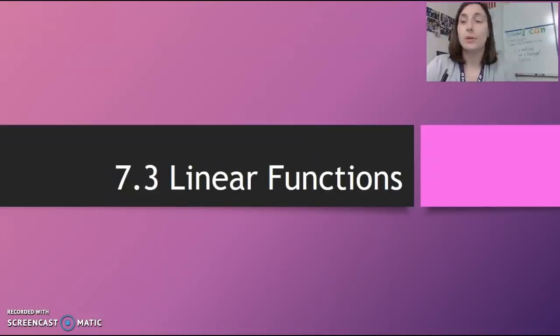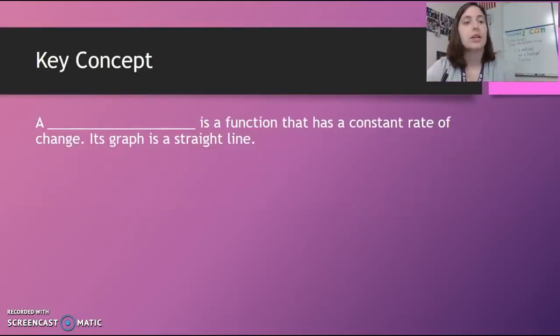All right, so now we're going to talk about linear functions. So we've talked about linear functions before, but now we're going to talk about them away from Chapter 5 and more in the sense of seeing them as tables or mappings, etc. A group of ordered pairs.